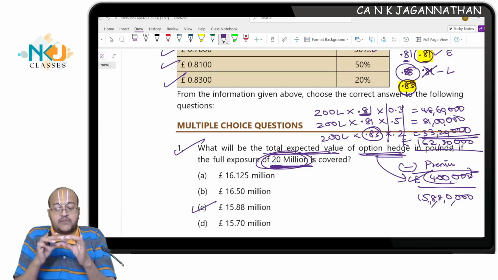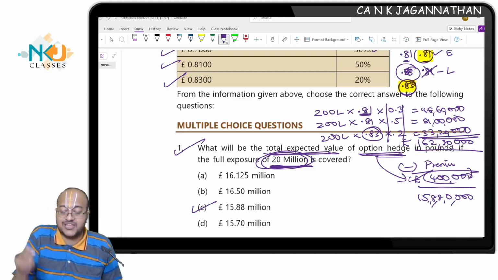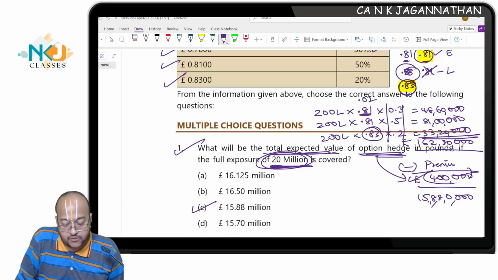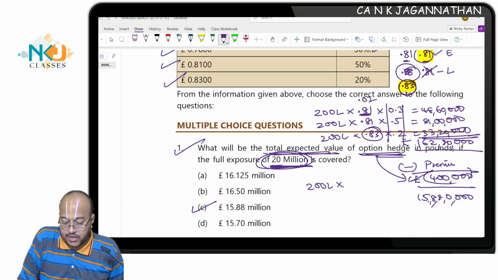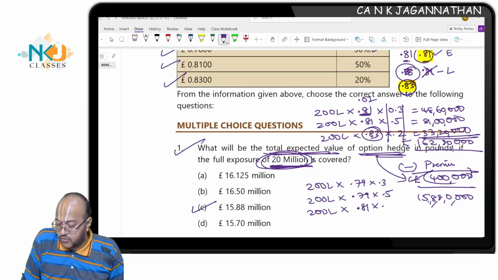Here you have taken 0.81. Now, what do you do? Every time you compute the inflow amount, where you take 0.81, there itself you adjust the premium, which means 0.02 is the premium for the respective amount. So very simple: 200 lakhs into 0.81 is the selling price, minus 0.02. What is that? 0.79 into 0.3. Like this, if you compute, you should get the same answer. Let us verify. 0.79 into 0.5. 200 lakhs into 0.81 into 0.2.